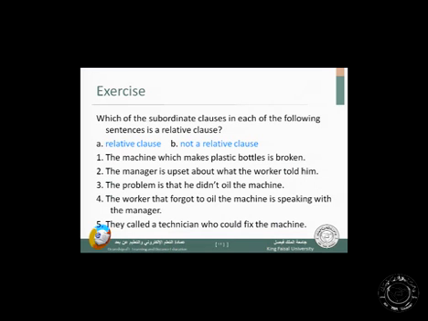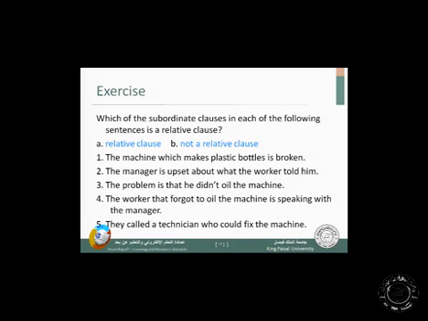Number 3, the problem is that he didn't oil the machine. So where is the subordinate clause in this sentence? That he didn't oil the machine. This is the subordinate clause. Is it relative or not? What does it do in this sentence? Does it modify a noun phrase?